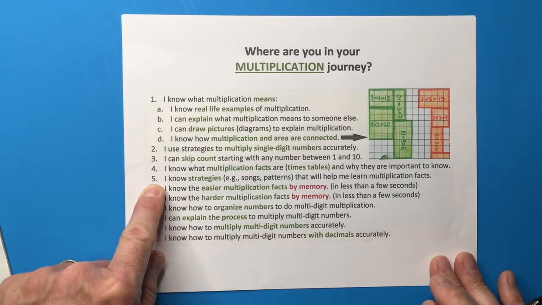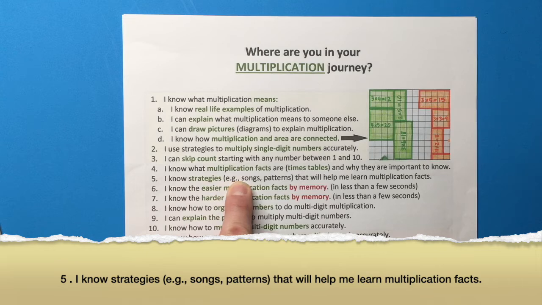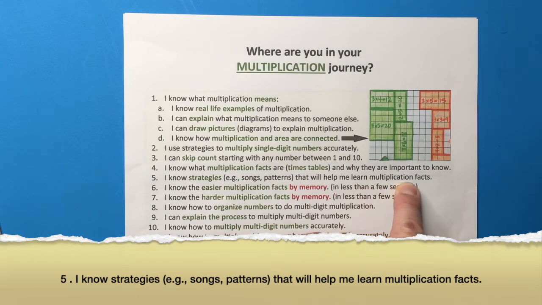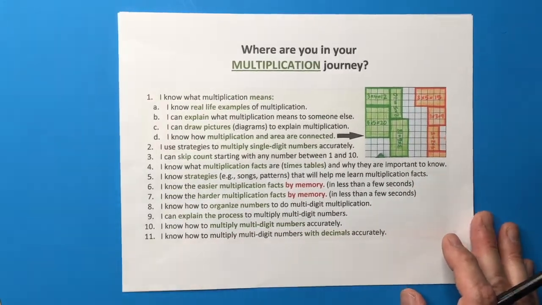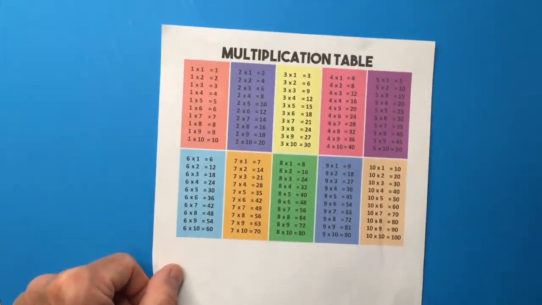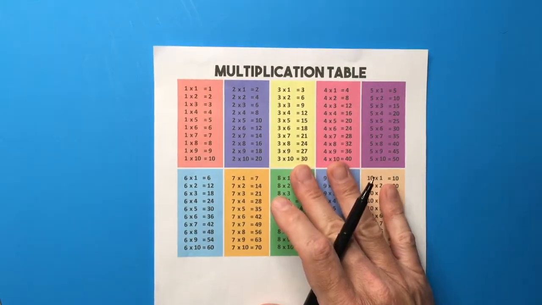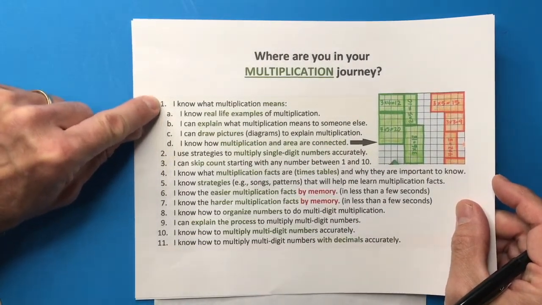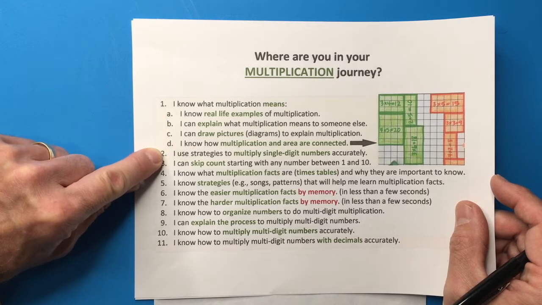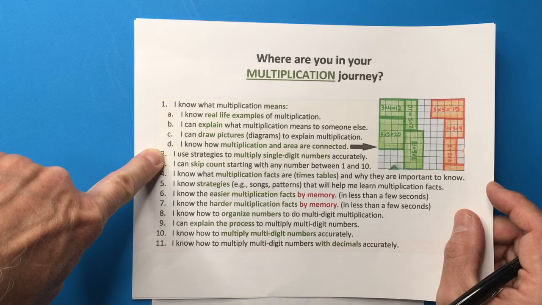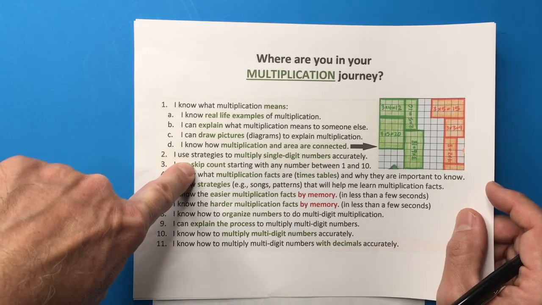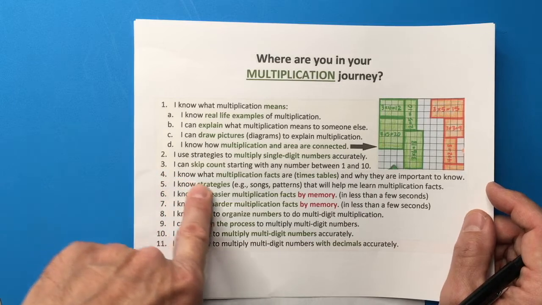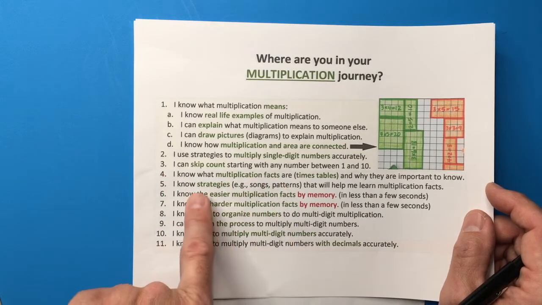Let's go to number 5, where it says, I know strategies, example songs and patterns that will help me learn multiplication facts. So, if you are trying to learn these facts, the best way to learn these facts is making sure, number 1, that you understand all the things that come previously. You know what multiplication means. You know strategies to multiply single-digit numbers. You can skip count all the numbers between 1 and 10. You know that multiplication facts are important. Now you can think about strategies to learn your facts.